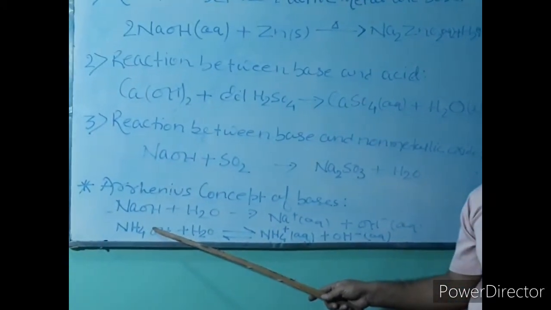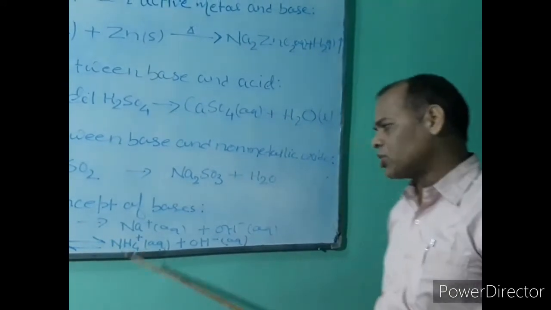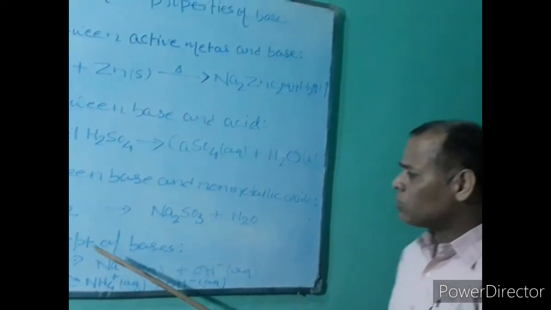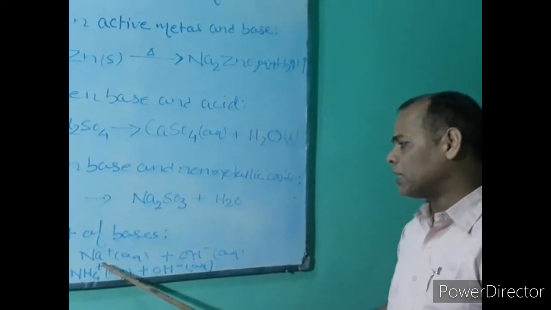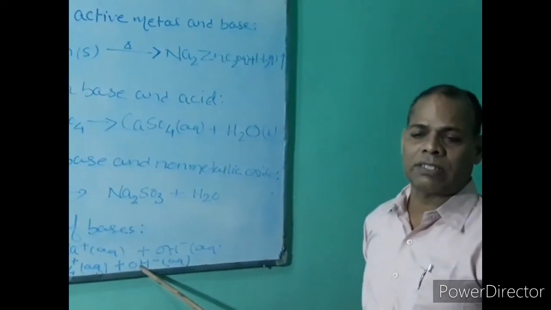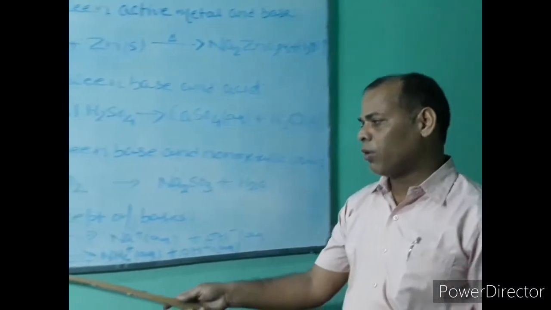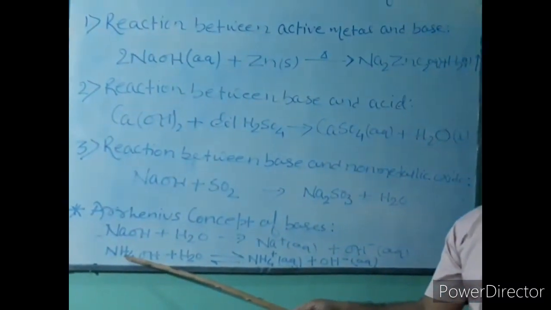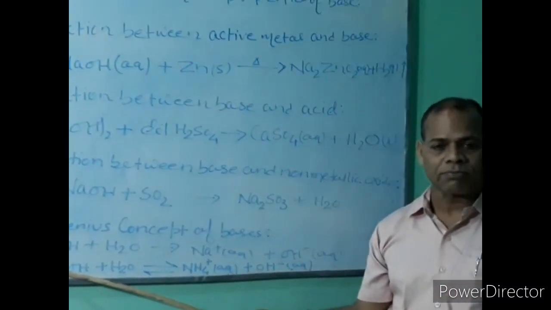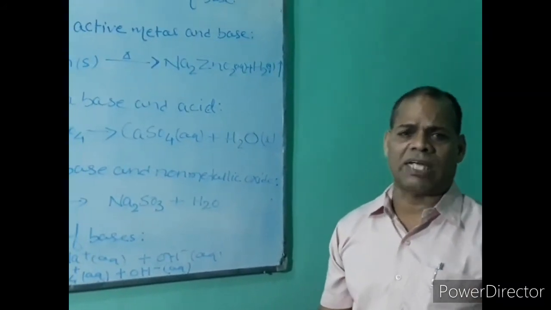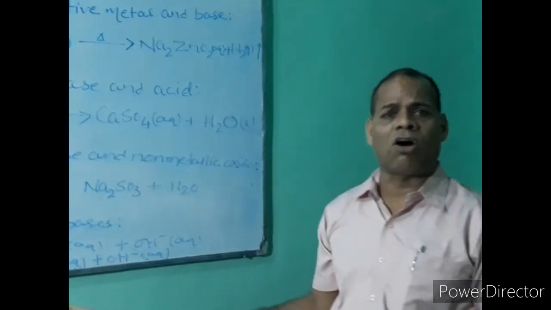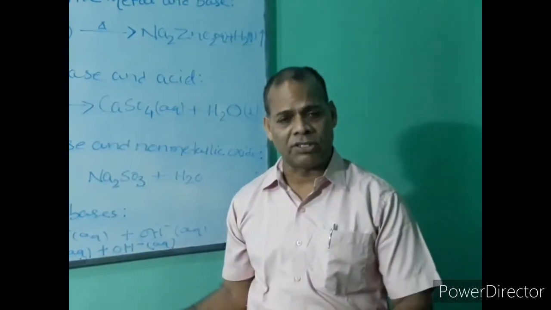On the other hand, bases which, when dissolved in water, dissociate partially into ions, meaning not all the base dissociates completely, are called weak bases. Examples of weak bases are ammonium hydroxide, magnesium hydroxide, and aluminum hydroxide.